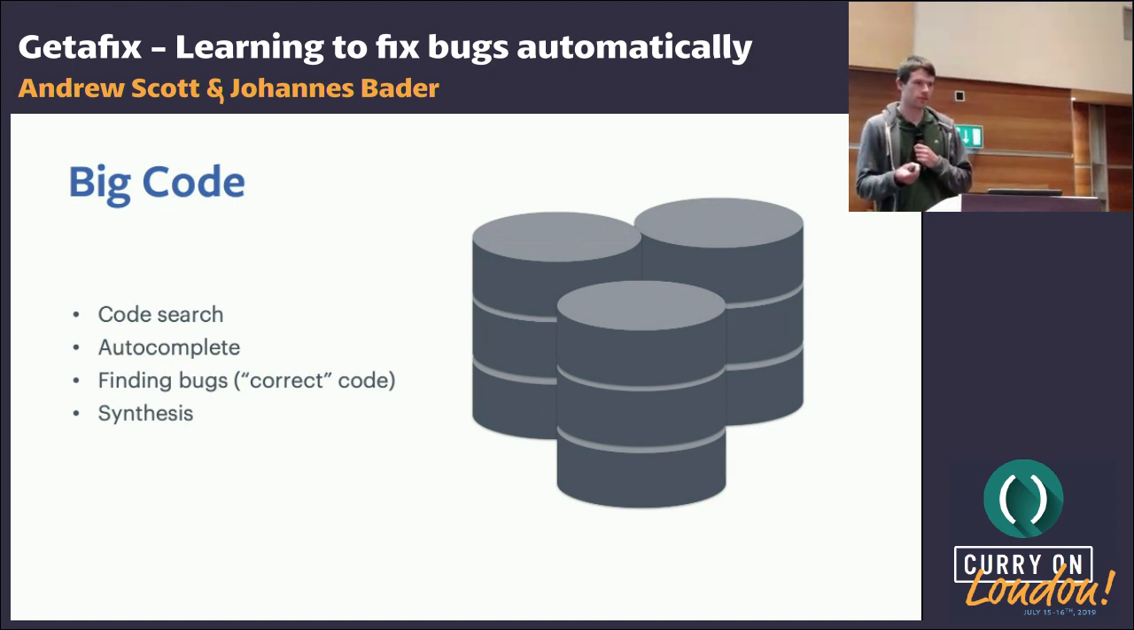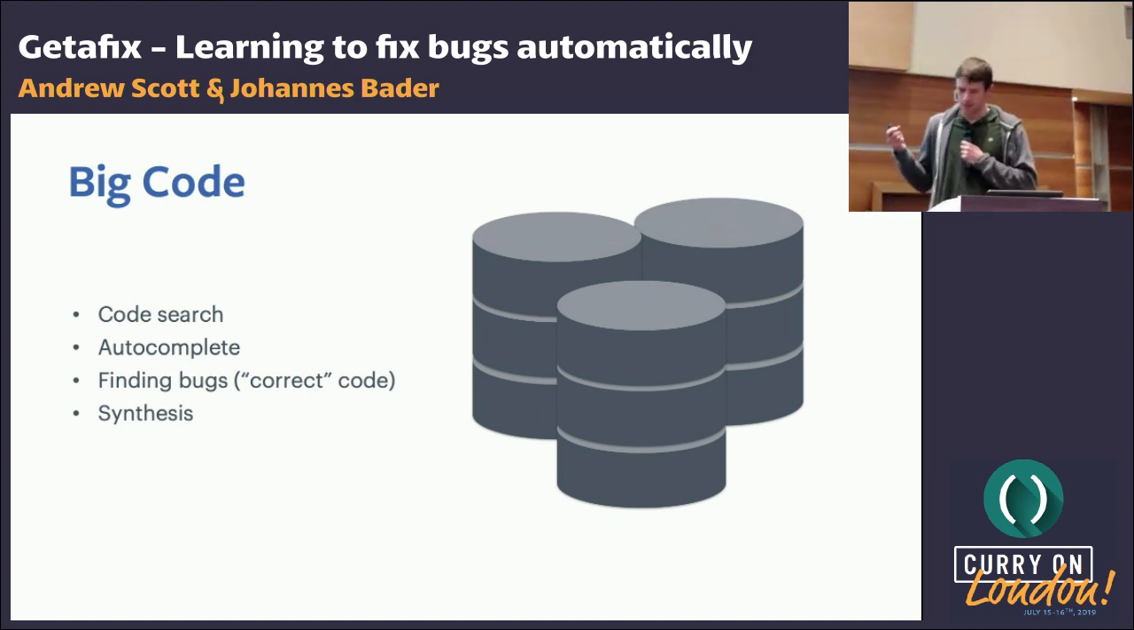If you guys were here yesterday for the talk by some of our colleagues, you saw how this work is being used for improving the ability of developers to find code that they're searching for. But it can also be used for other things like improving auto-completion suggestions, building a model of what correct code looks like, and using that to detect bugs when code doesn't match up with that model, and even sometimes synthesizing new code based on some sort of specification.